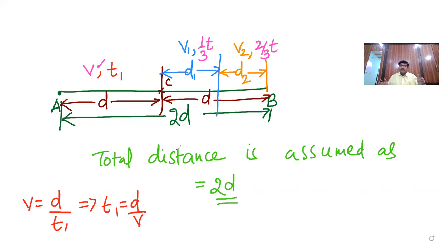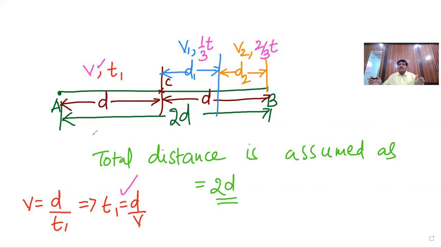Clear? Be clear in this concept. The first half is covered with a speed of v. Time is unknown; t1 is assumed. I am applying the speed formula for the first half: speed is equal to d by t1. I got the unknown time t1 for the first half.